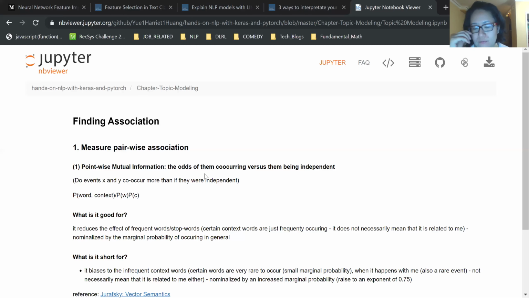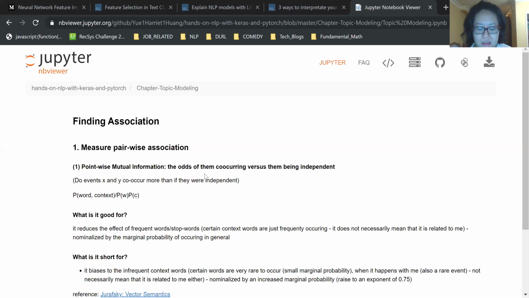And then for point-wise mutual information, we take the log base 2 of this odds ratio. So if they are perfectly independent of each other, then the odds ratio is 1. When you take the log, it becomes 0, which means that they are completely not relevant to each other.